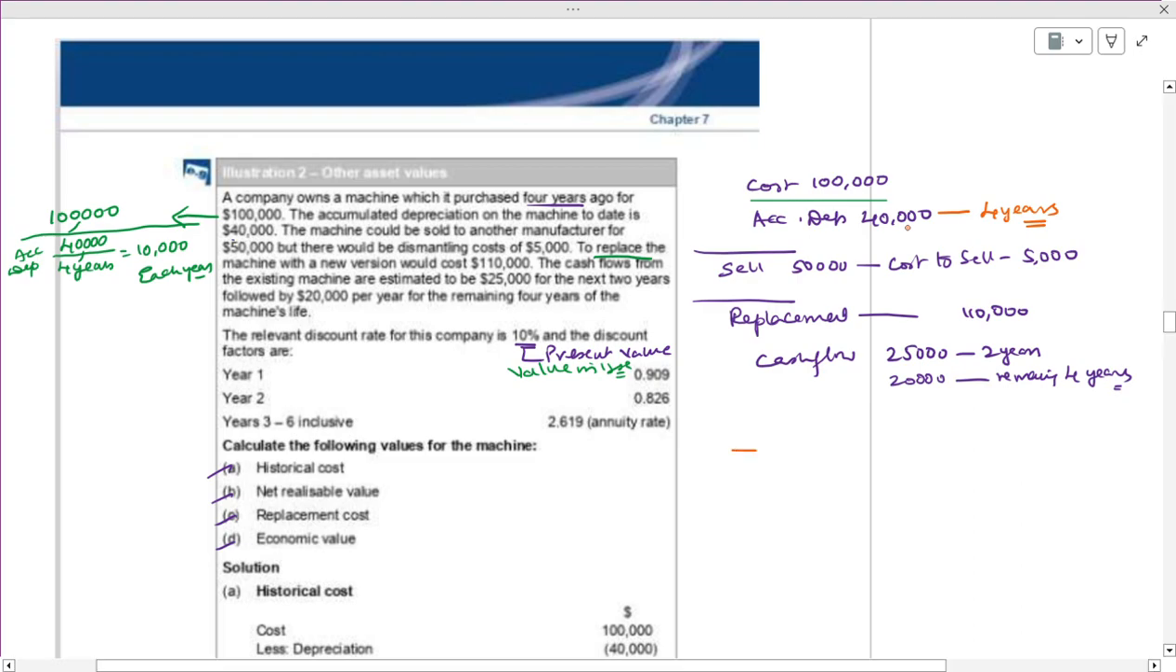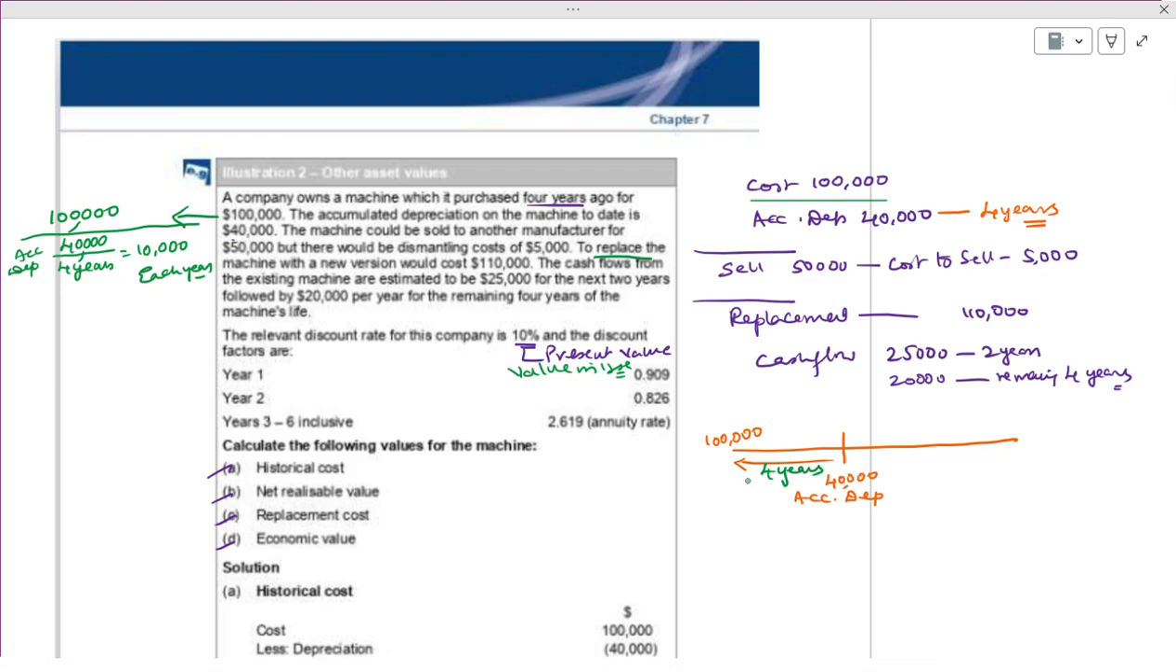They purchased it 4 years ago. See the things. I will put a timeline like this. Now they have purchased it 4 years ago, these are the 4 years back. Now they have accumulated depreciation. Accumulated depreciation is how much? Accumulated depreciation is 40,000. How many years have been over? 4 years have been over.